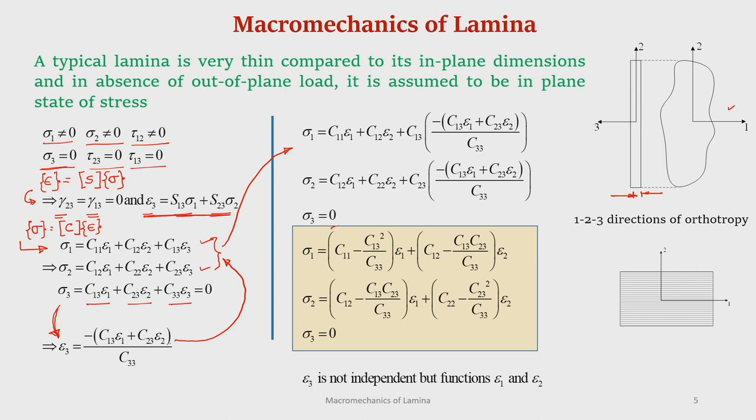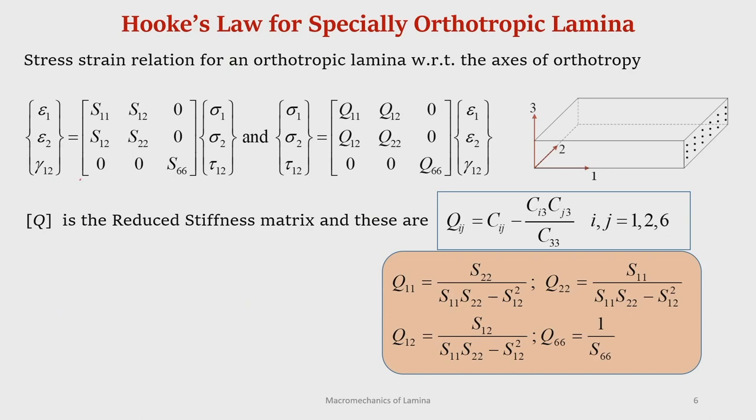So this is termed as Q11, this is termed as Q12. You can see that this and this are the same, so this is also Q12, and this is Q22. So two normal stresses are connected to two normal strains. Of course, there is a third normal strain epsilon 3, but this is not independent. It is a function of epsilon 1 and epsilon 2, therefore it is dropped from the stress-strain relationship. So the stress-strain relationship could be written for a typical lamina as this.